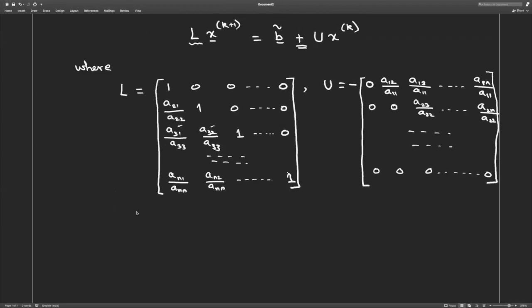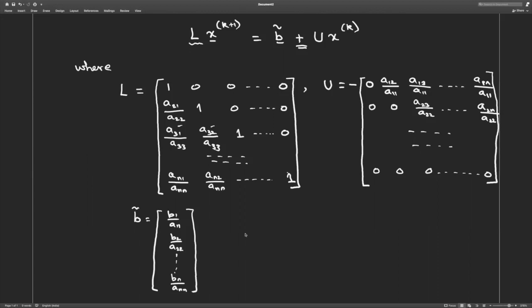And what is B tilde? B tilde is nothing but the column vector having B1 by A11, B2 by A22, and so on, Bn by Ann.